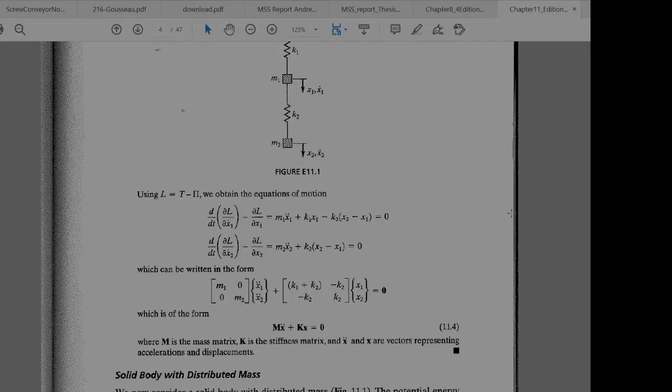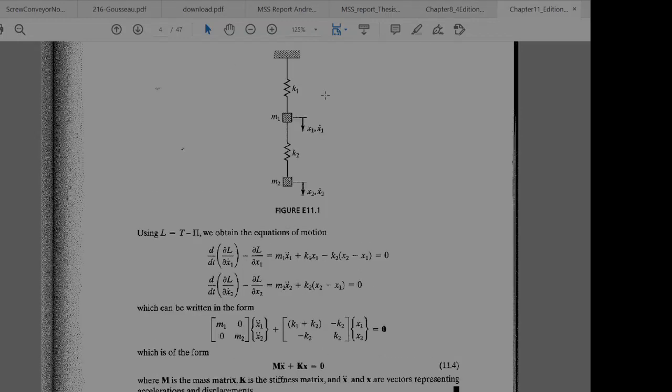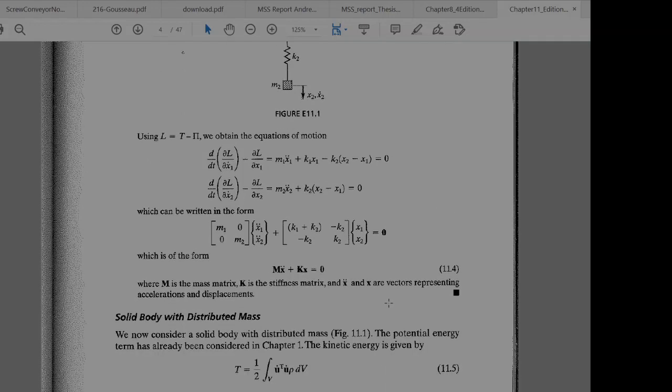Okay, so I'm back. And so what we have is essentially this kind of system of mx double dot plus kx of this system here. So this is something that you can now strongly relate back to your vibrations course. Okay, so that's the link.